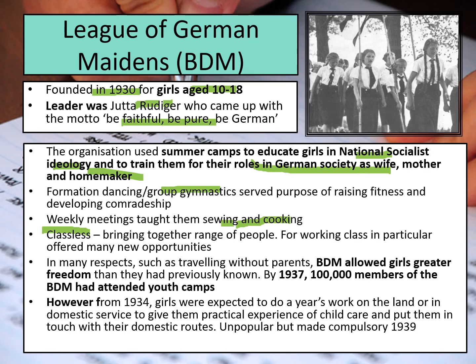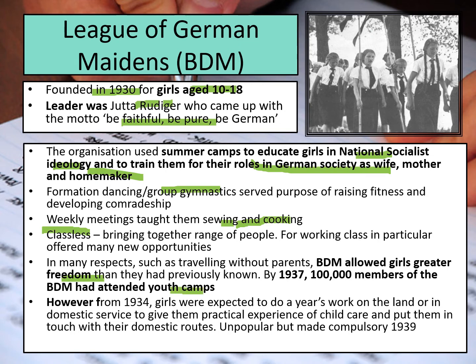Now, generally, the BDM was popular, just like the Hitler Youth was. Some historians argue this was even more popular with the girls than it was with the boys, because for many girls, it gave them so much more freedom than they'd ever had before. For instance, the girls were allowed to travel without their parents. And actually, by 1937, 100,000 members of the BDM had attended youth camps.